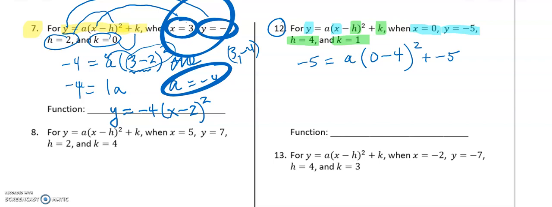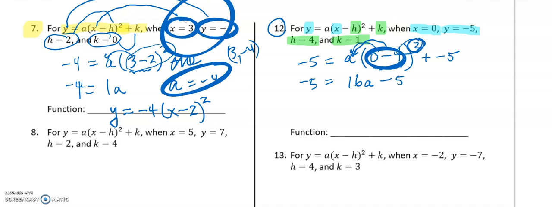Okay, so let's solve for a. Let's clean this up a little bit. So we have -5 equals, let's do this, 0 minus 4, that's -4. And then -4 squared is positive 16, and then you multiply it by a. So 16 times a is 16a. Just to recap, 0 minus 4 is -4, and then I squared it, that's 16, and then I multiply it by a, 16a. Plus -5 is -5, so I'm going to write -5.